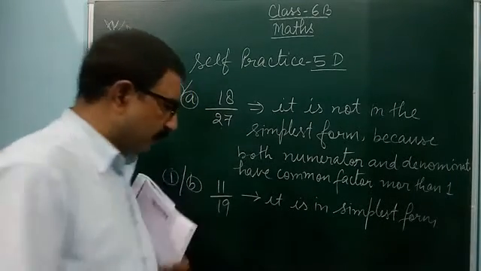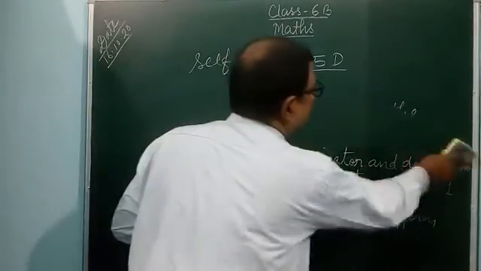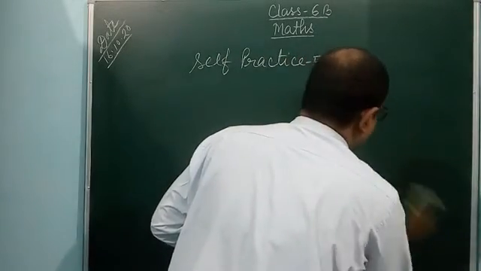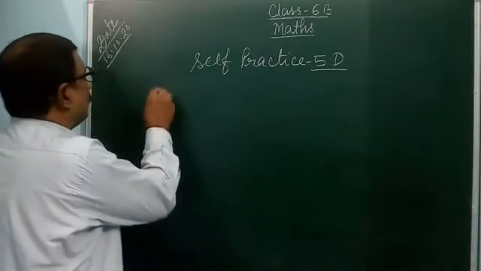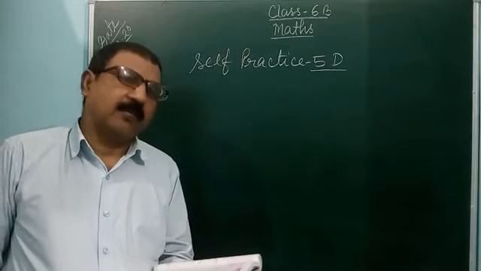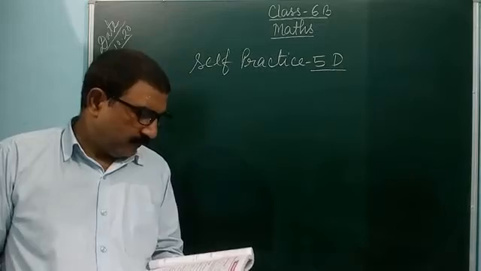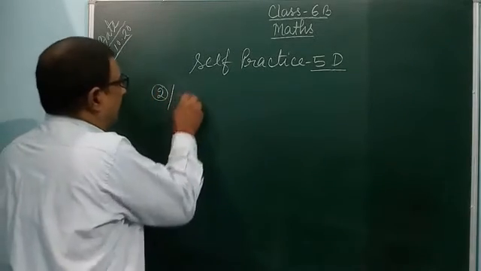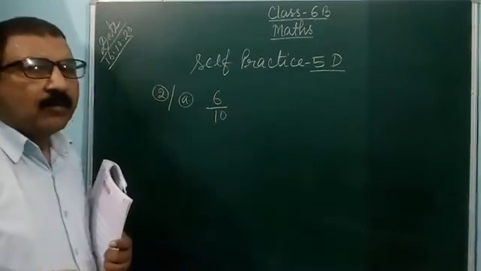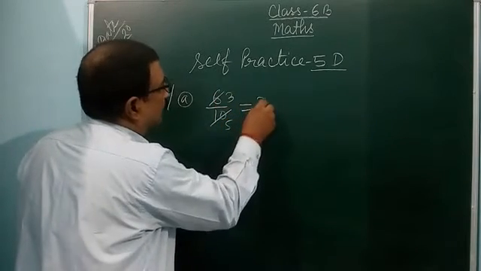Next, question number 2. Reduce each fraction to its simplest form. Means you have to turn it into the simplest form or lowest form. Like that, A is given 6 by 10. By common cancellation you can do like that. 2 3s are 6, 2 5s are 10. So 3 by 5.